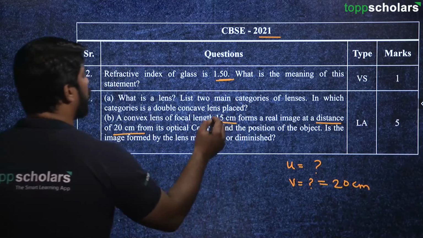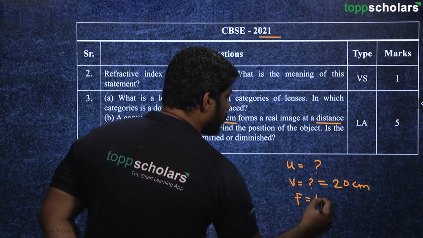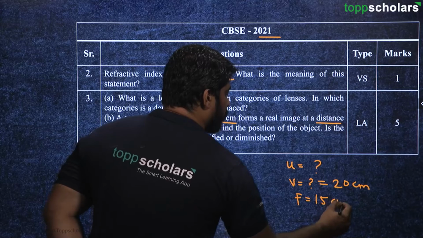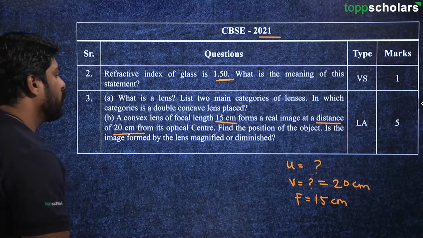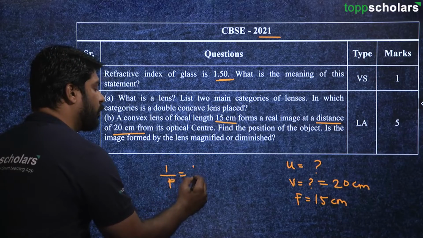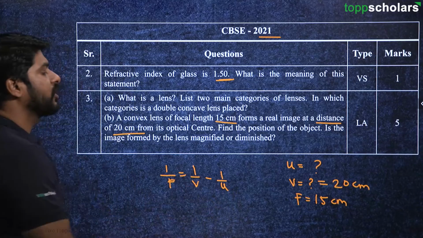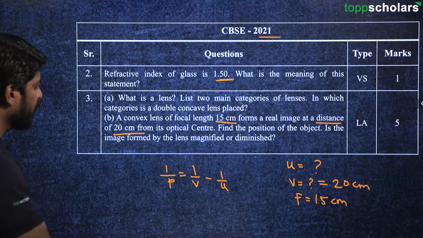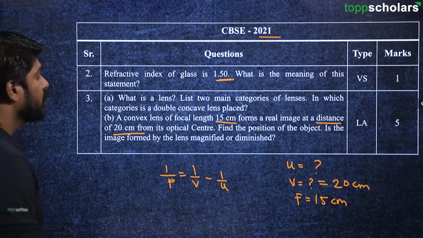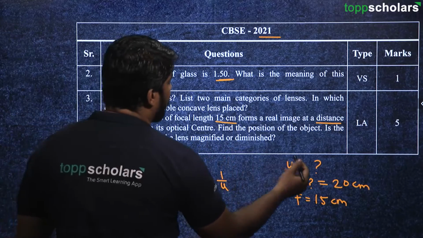At the same time, we have got this 15 centimeter, which is the focal length. So f is also given. Okay. So most of the things are given. We know the formula, 1 upon f is equal to 1 upon v minus 1 upon u. So we have to just put these numbers that are given here and we can just find out the value of u. Is the image formed by the lens magnified or diminished?